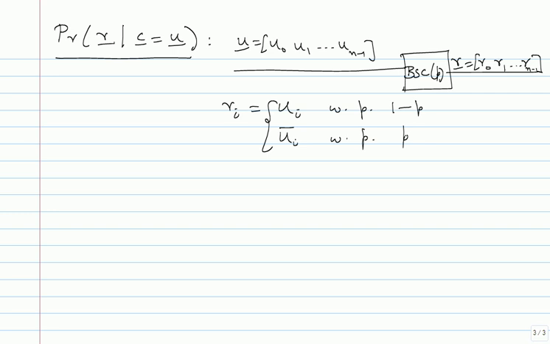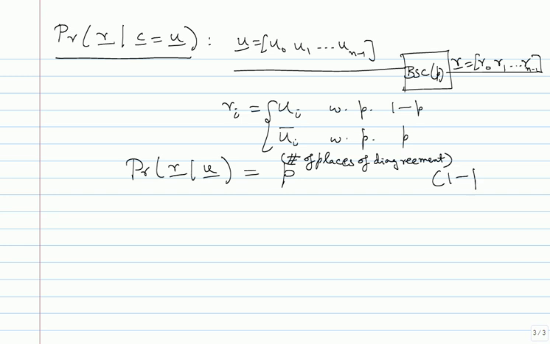How do you evaluate it? You look at each R. If it was flipped, you put a value p next to it. If it is not flipped, you put a value 1 minus p next to it, and then multiply all of those together, and you'll get this. So probability of R given U is p to the power of the number of places where R and U disagree. Sorry, the number of places of disagreement. And then 1 minus p to the power n minus this quantity. Is that clear?